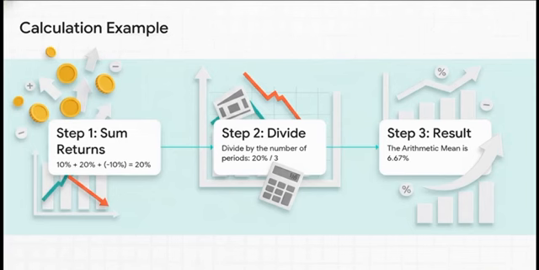Okay, let's run the numbers real quick. Imagine your returns were plus 10%, then a great year at plus 20%, followed by a drop of 10%. First, you just add them up. 10 plus 20 minus 10 gives us 20%. Then, since we have 3 periods, we divide by 3, and boom, you get an average return of 6.67% per year. That's your typical return in any single year.